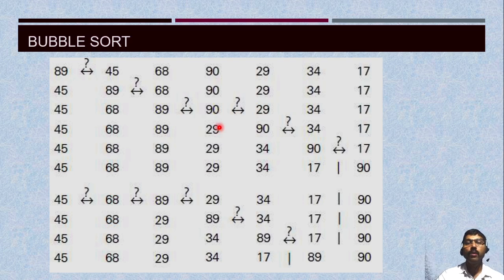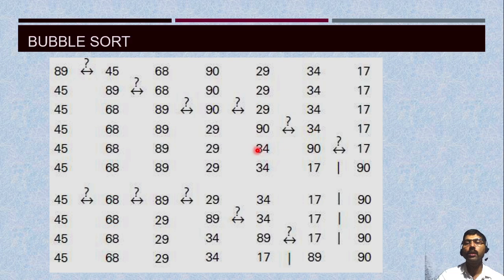So we compare this 90 with 29. If you see, 90 is actually larger than 29. This is j plus 1, and j plus 1 is smaller, so you have to do the exchange here. 90 comes here and 29 comes here. So this is 90. 90 is compared with 34 here. Again the swapping will be conducted because j plus 1 is smaller.